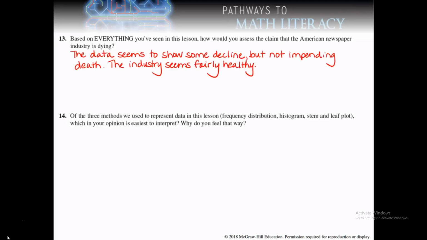And then in 14, of the 3 methods we've used to represent data, frequency distributions, histograms, and stem and leaf plots, which in your opinion is easiest to interpret? This is of course an opinion question. My opinion would be histograms. To me, that visual display makes it much easier to compare classes very quickly at a glance.